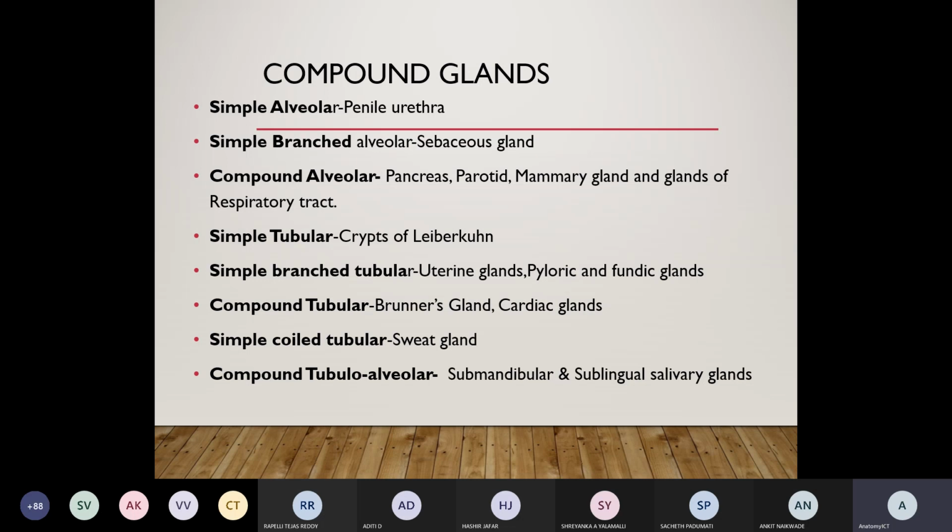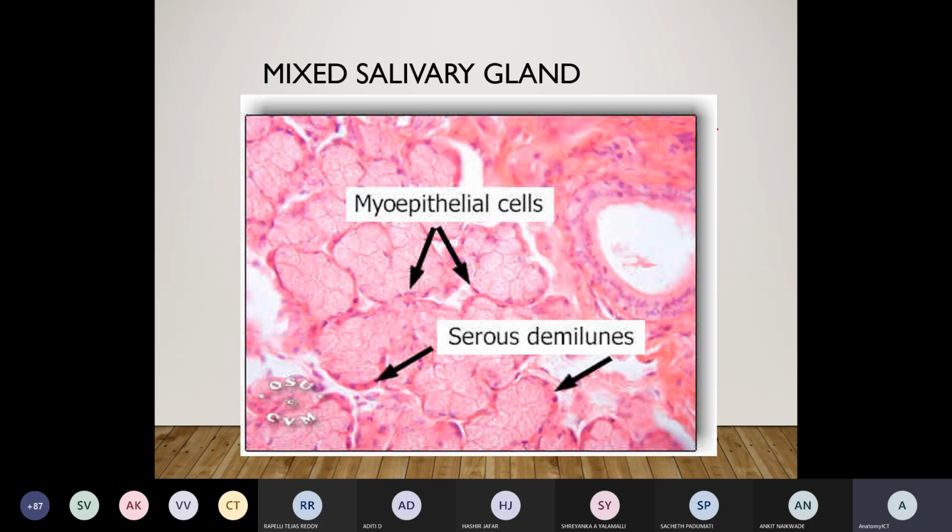Then there are the compound tubuloalveolar glands, the submandibular and sublingual salivary glands. This is the best example of compound tubuloalveolar glands, the mixed salivary gland which we appreciated just now.